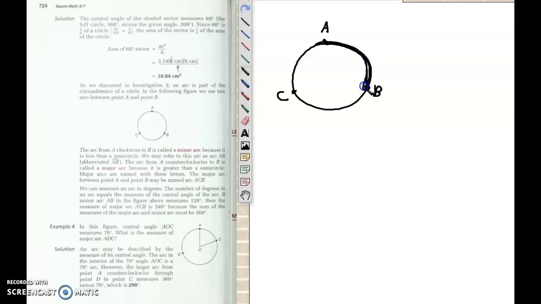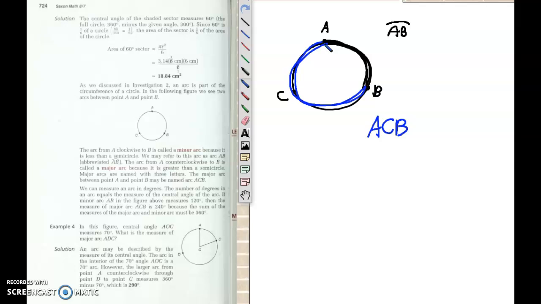So maybe I could talk about arc AB right here. That right here would be a minor arc. It is less than a semicircle, and we're going to write it as AB, and we're going to put a little swoosh on top of it. That's arc AB. Now there's another arc between points A and B, and it goes the opposite direction and encompasses point C. We would write this as ACB because it is a major arc. It is greater than the semicircle.